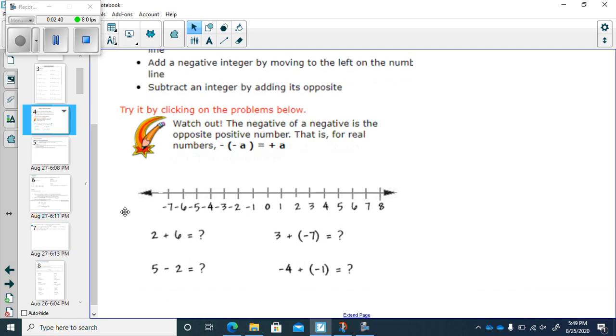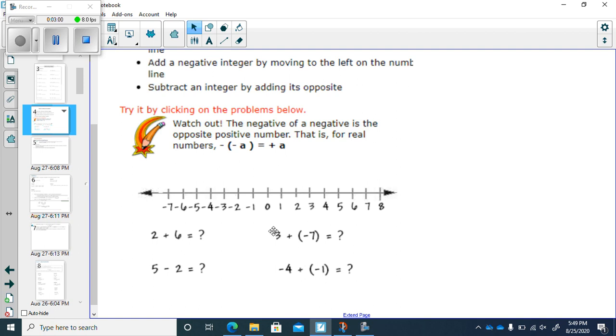So let's try these. If I do this on a number line, I would start at 2, and if I'm adding, I'm moving in the positive direction. In this case, I would move 6 places to the right. So I start at 2 and I go 1, 2, 3, 4, 5, 6. That would give me 8.